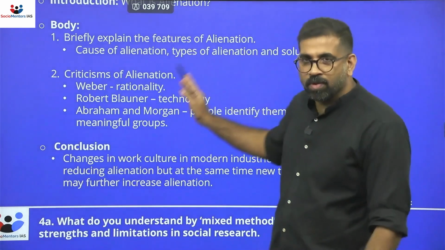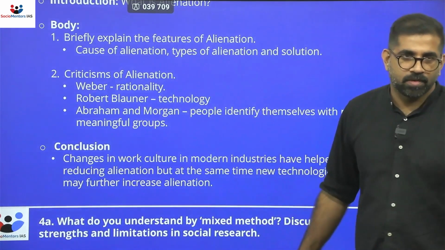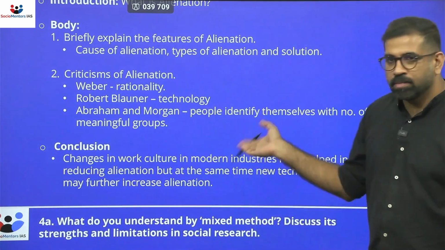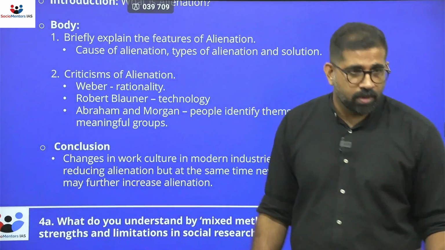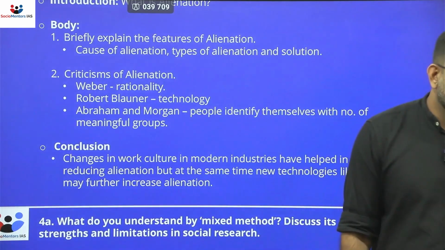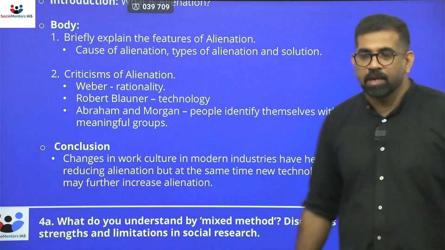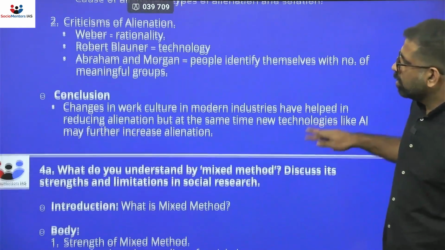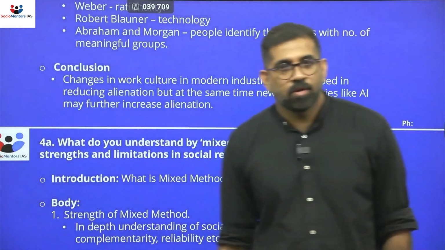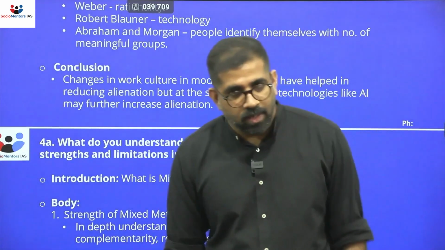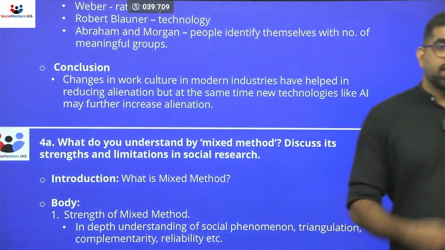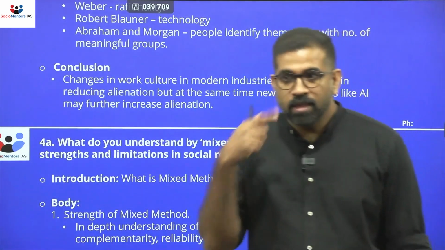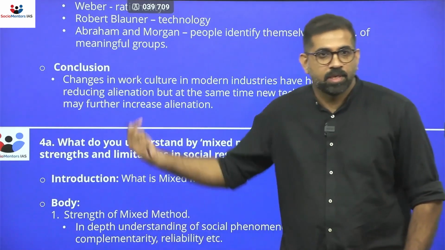Now, criticisms: we can mention Weber, rationality is the reason, not just capitalism or anything. Robert Blauner, technology, inverted U. Abraham and Morgan mentioned that there are other identities that people have, not just related to work. So alienation will be less because there are multiple groups with which people are associated. And in conclusion, you can mention that the change in nature of work in modern society has led to a decrease in alienation. However, technological changes like AI will further lead to an increase in alienation, or there is concern of increasing alienation due to further increase in technology, especially related to AI.